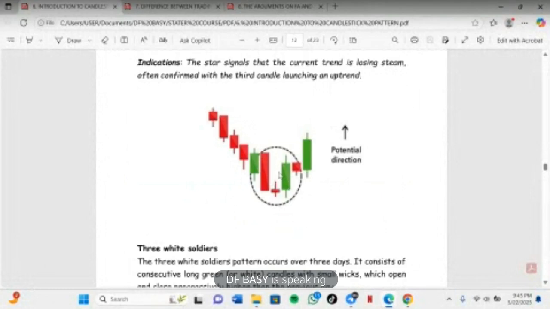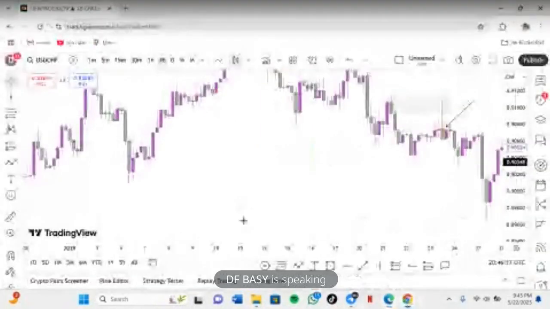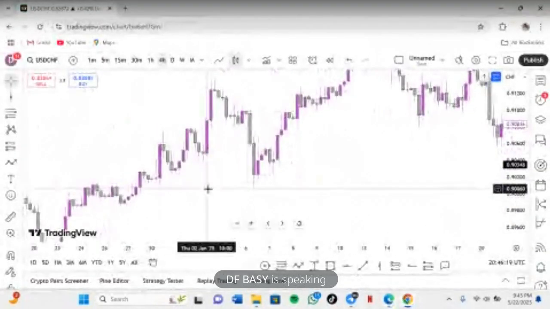So now, this morning star, it looks like, let's say you have an engulfing, but you have a different body close to the engulfing, right? This star indicates a signal of a trend losing steam, often confirmed with the third candle launching an uptrend. So now let's move to the chart and let's find that guy.